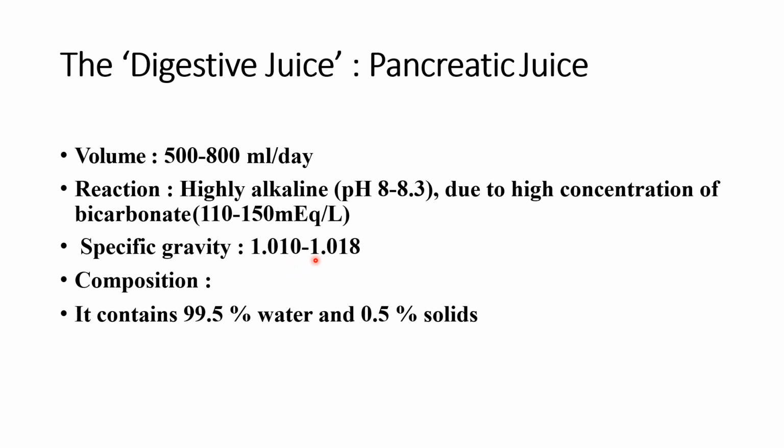The organic constituents of the pancreatic juice are enzymes and other substances like amylase, lipase, protease and trypsin inhibitor, and traces of albumin and globulin are present. The inorganic substances are electrolytes like sodium, potassium, calcium, magnesium, zinc, bicarbonate, chloride, etc. This electrolyte composition varies with the rate of secretion.